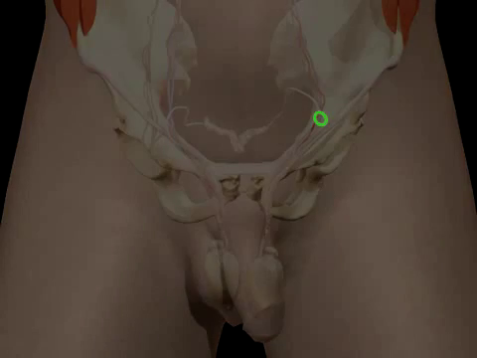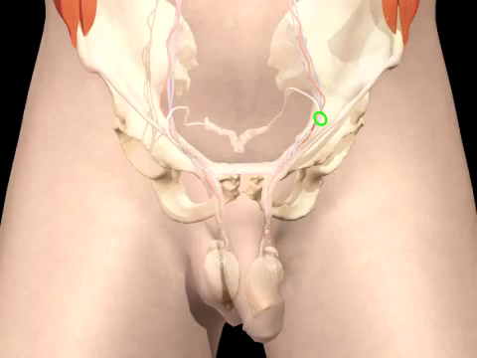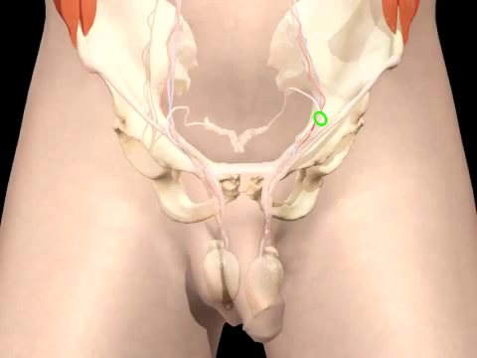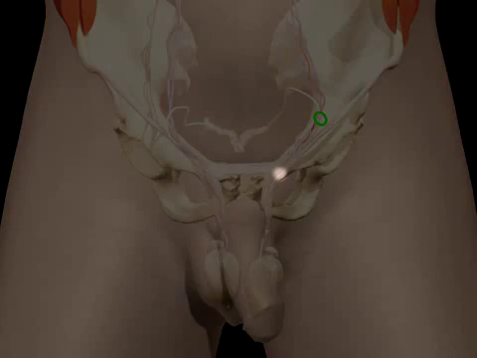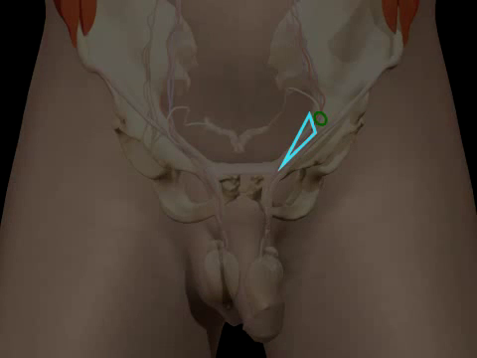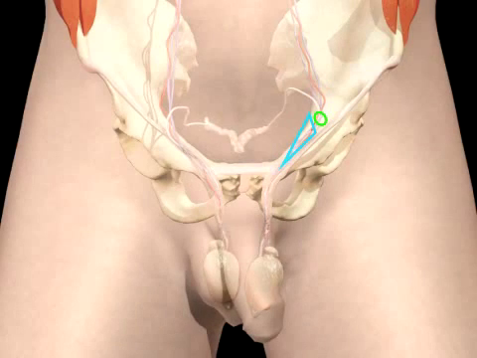The deep inguinal ring can be found superior to the inguinal ligament, 2 to 4 centimeters superolateral to the pubic tubercle. A protrusion here indicates an indirect inguinal hernia. To diagnose a direct inguinal hernia, the examiner assesses the inguinal triangle medial to the deep inguinal ring. A protrusion here is indicative of a direct inguinal hernia.